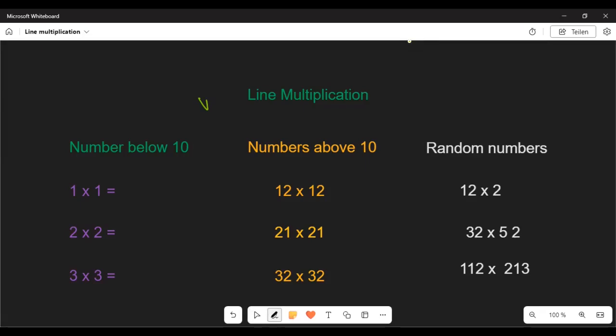So now we're going to look at numbers below 10. We're going to look at numbers above 10, and then we're just going to look at random numbers and how to multiply them with the line method. So, to get the sense of how this functions, normally when you multiply a number, you make them in terms of lines.